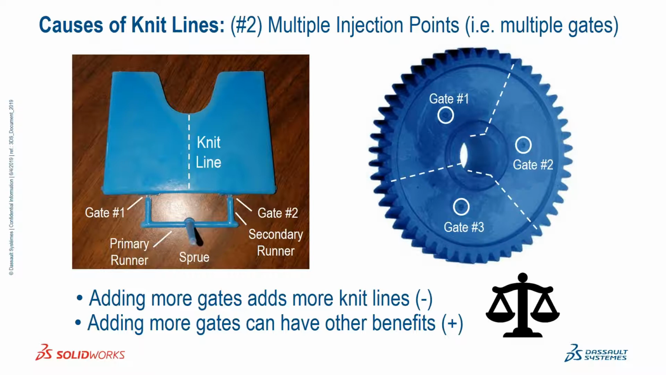But for whatever reason, the designer of this part felt two gates would be better than one gate, even though you're adding a knit line. The gear on the right is the same. The gear has three gates. Therefore, there are three knit lines, each 120 degrees apart. Again, the simulation will give us more information on the quality of the knit line, but certainly in this case, because of symmetry, we know the location of the knit line. But we need to balance the addition of more gates versus the creation of knit lines.